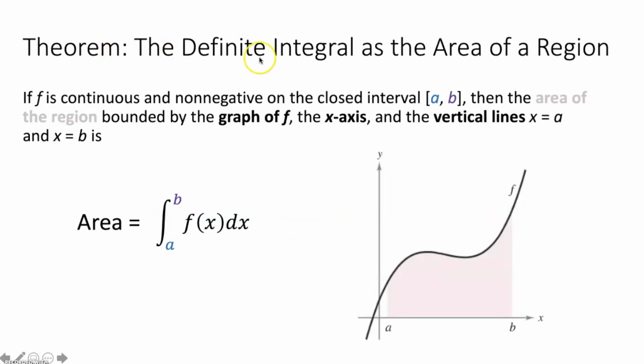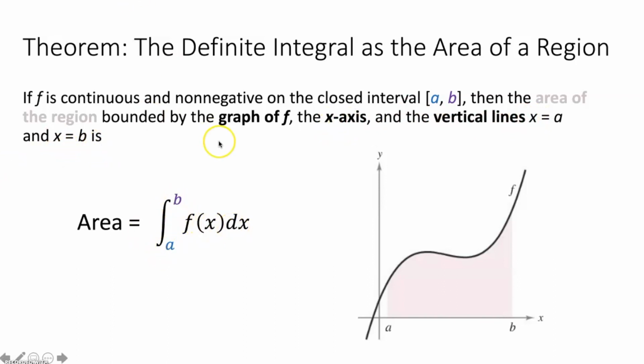Now this theorem, the definite integral as the area of a region, says if f is continuous and non-negative on the closed interval from A to B, then the area of the region bounded by the graph of f, the x-axis, and the vertical lines x equals a and x equals b is equal to the integral from A to B of f of x dx.